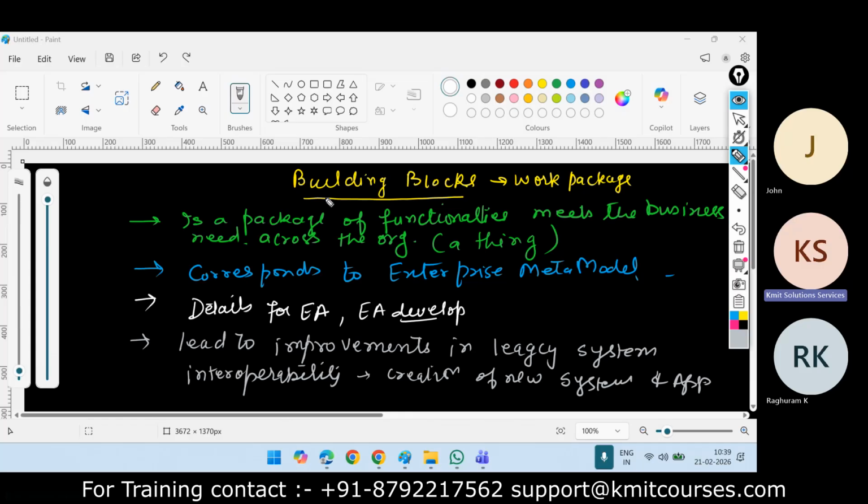Now let me ask a question so that it will be clear what a building block is. I'm using a Jenkins tool. Consider Jenkins is a tool to develop a CI/CD pipeline, continuous integration and continuous deployment, in my DevOps process. So is Jenkins a building block of my enterprise architecture or not? Jenkins is a tool. Okay, I got it.